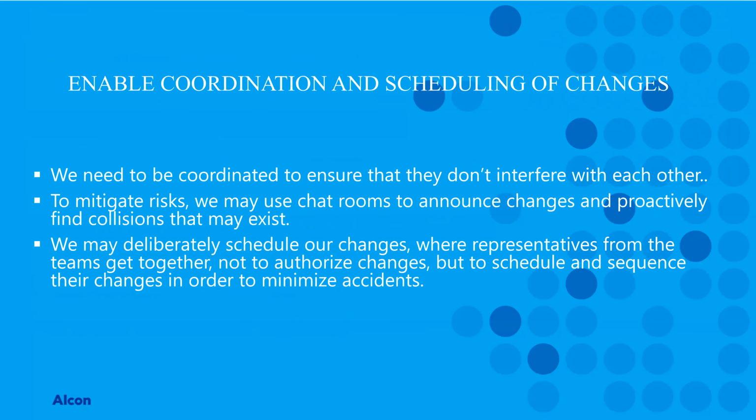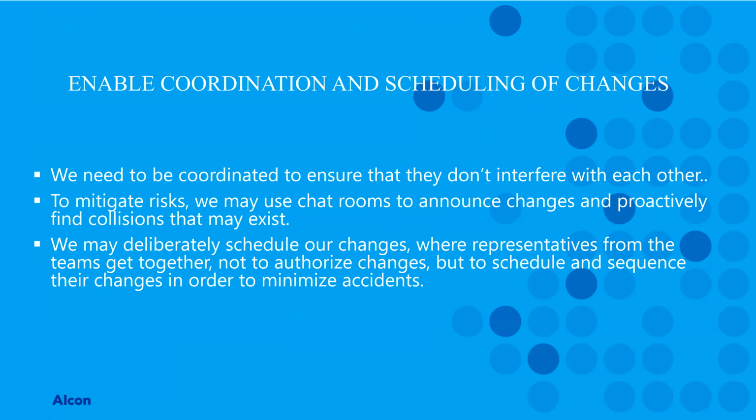Enabling coordination and scheduling of changes. We need to be coordinating to ensure that we don't interfere with each other. To mitigate these risks, we must use chat rooms to announce changes proactively and find collisions that may exist much faster. At different companies I've worked for, some places use a chat room, just like a heads up, change happening, or this is affecting this. So you can quickly get the word out to all the people involved, rather than writing a chain email where you have to add everyone to the email.